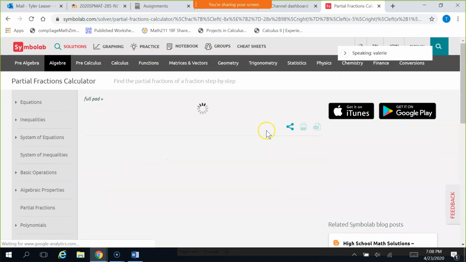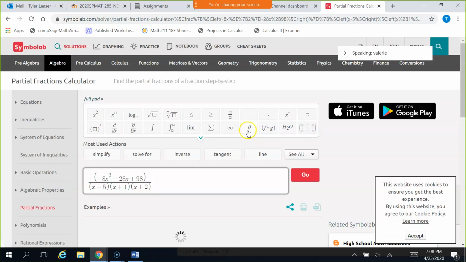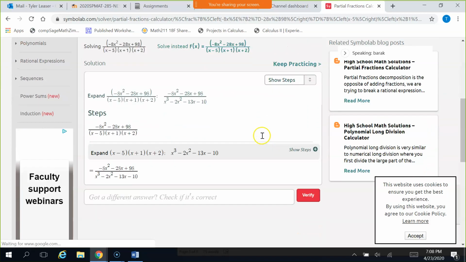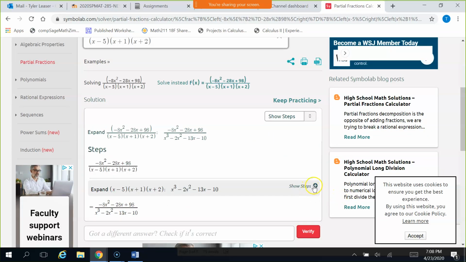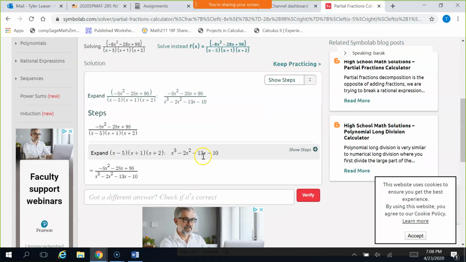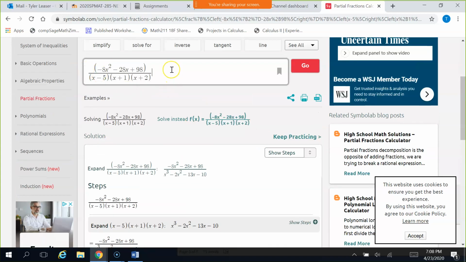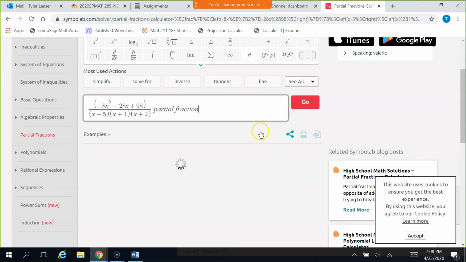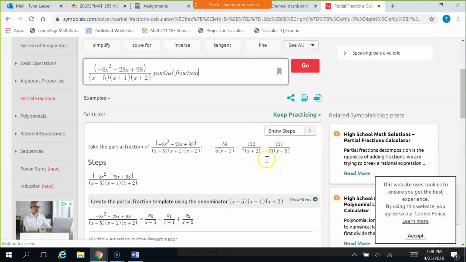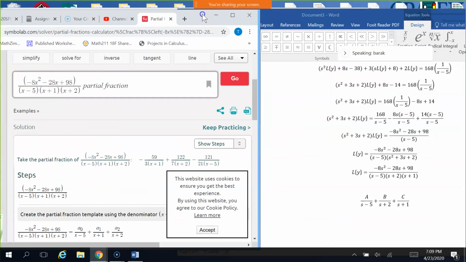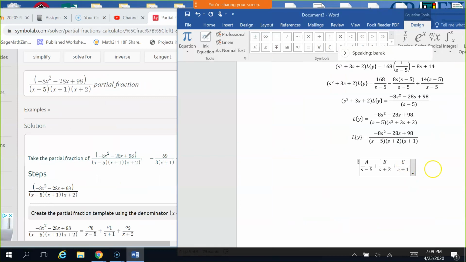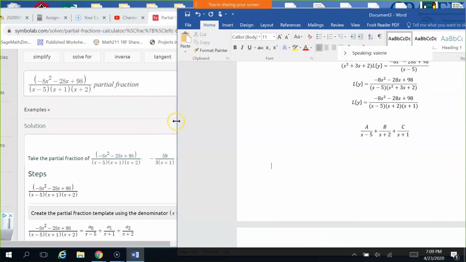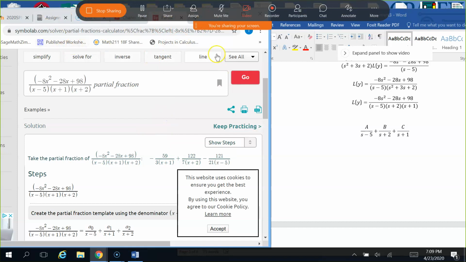She didn't give it a heart attack like I did yesterday. So let's see what it gives us here. It basically just expanded the denominator. Yeah, it didn't give us anything. Partial fraction. Oh, there it did it. Okay, cool. So for us, we have this.